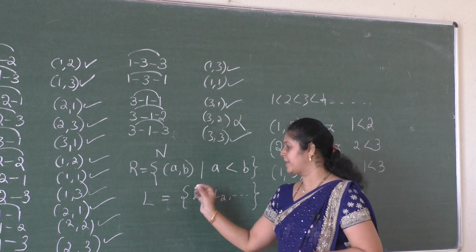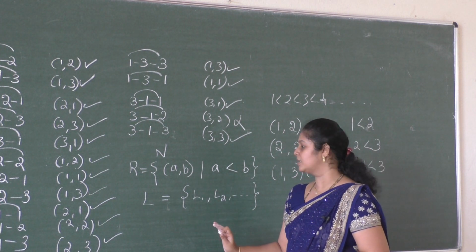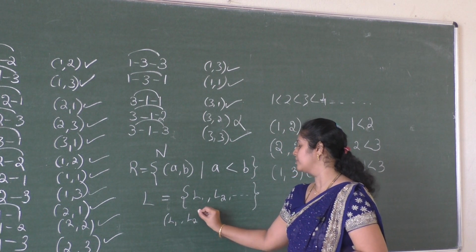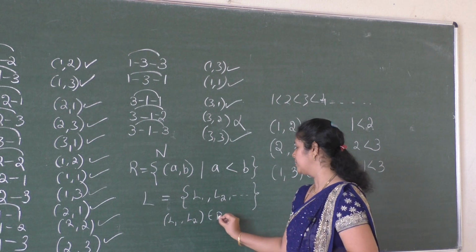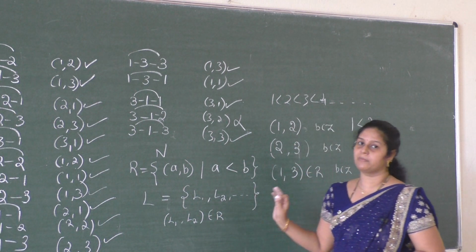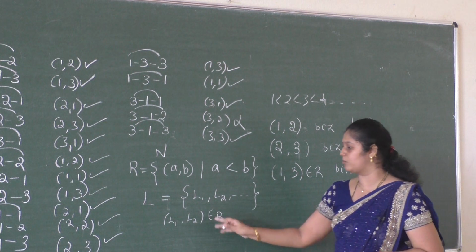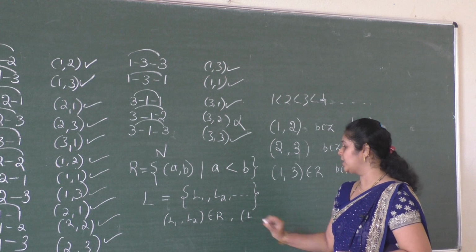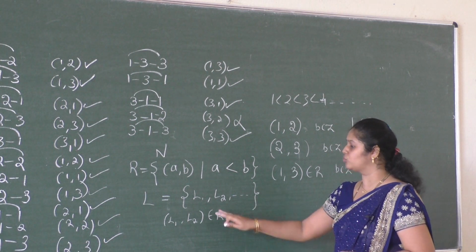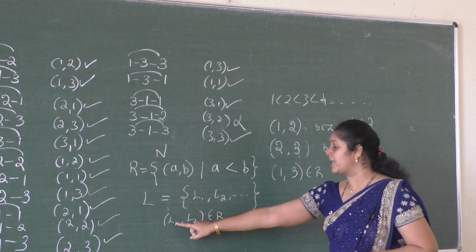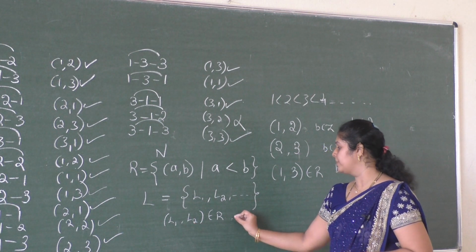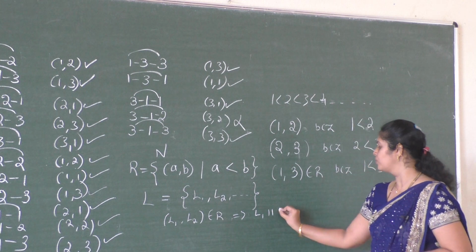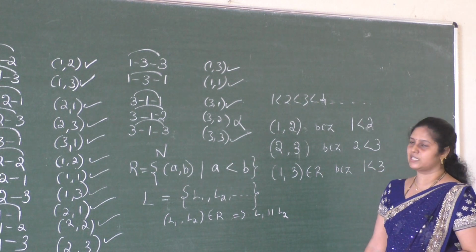Now I have to take two ordered pairs, like I am taking (L1,L2) belongs to R. So (a,b) belongs to R, (b,c) belongs to R, like that (L1,L2) belongs to R. Then another ordered pair I have to take, that is (L2,L3). So (L1,L2) belongs to R means L1 parallel to L2.